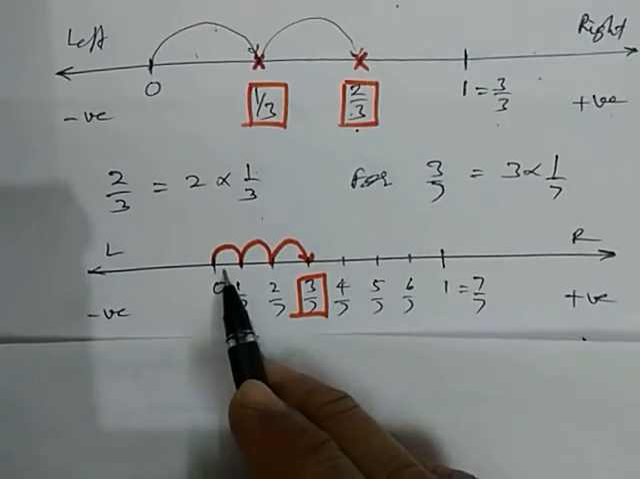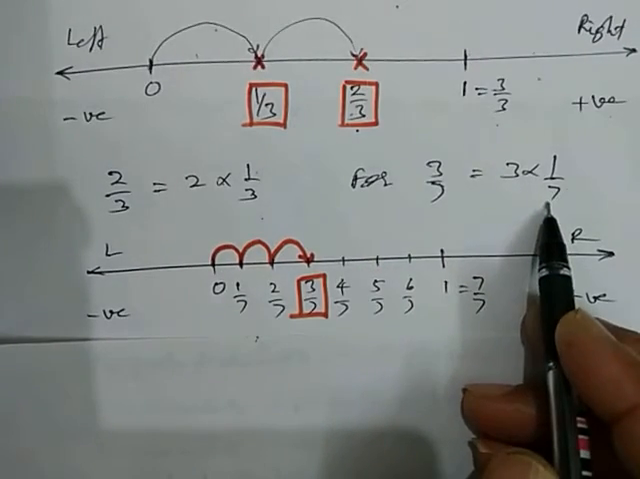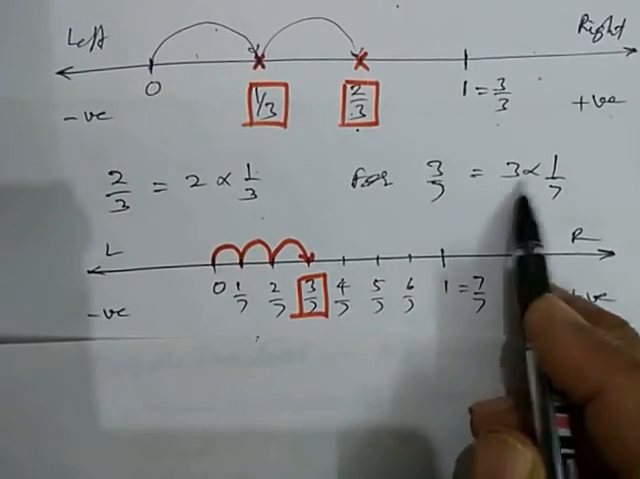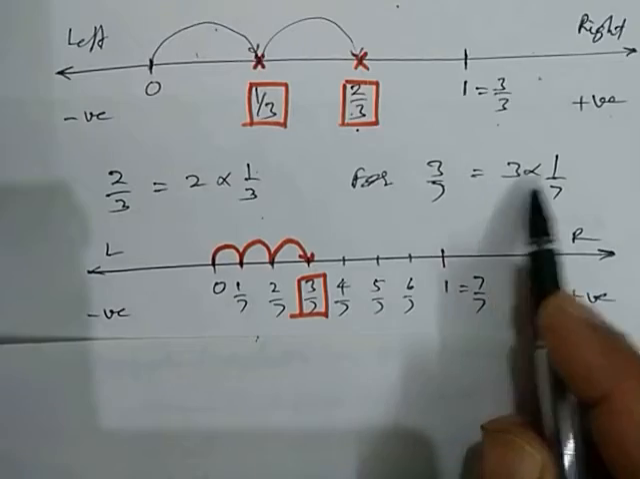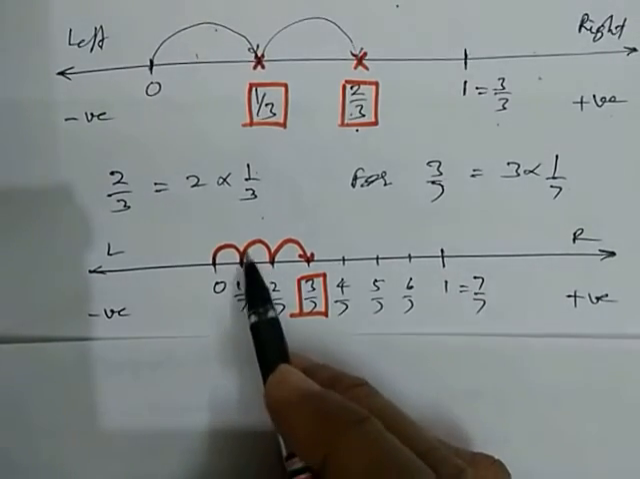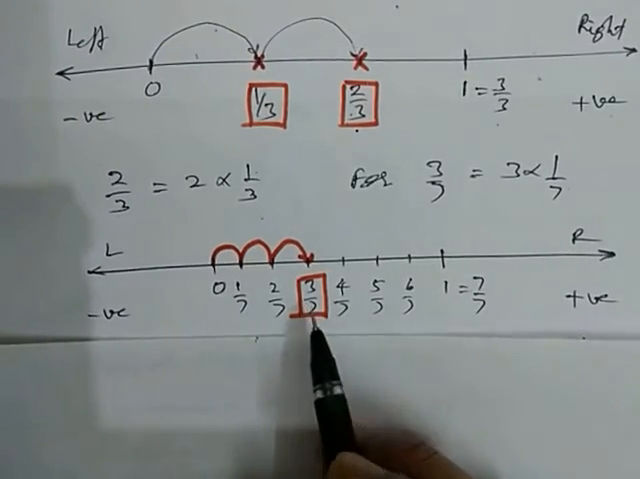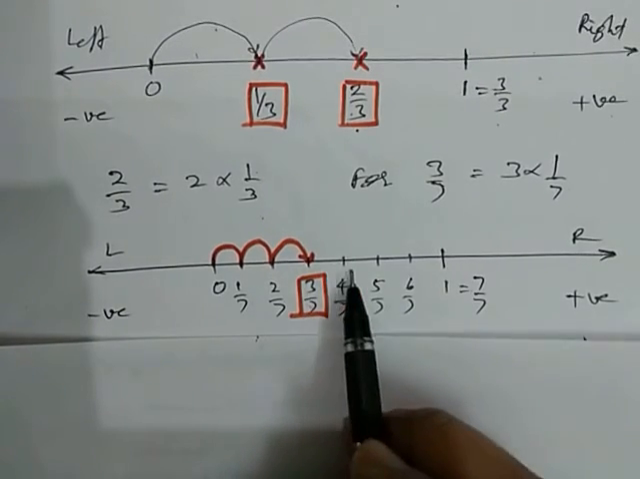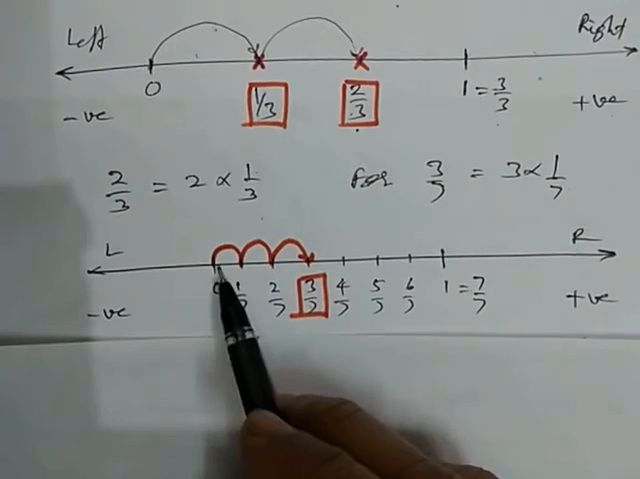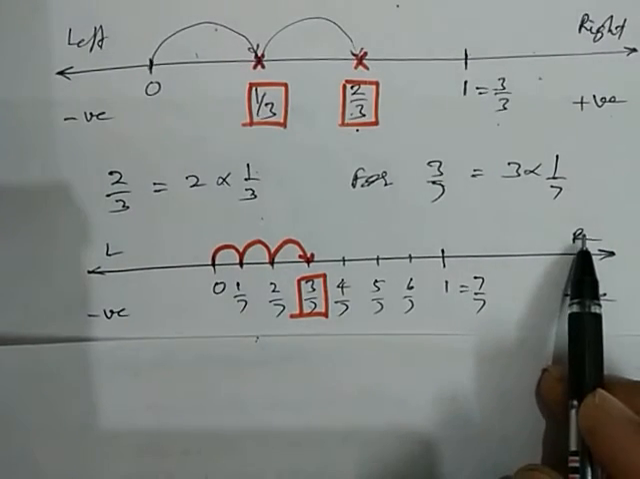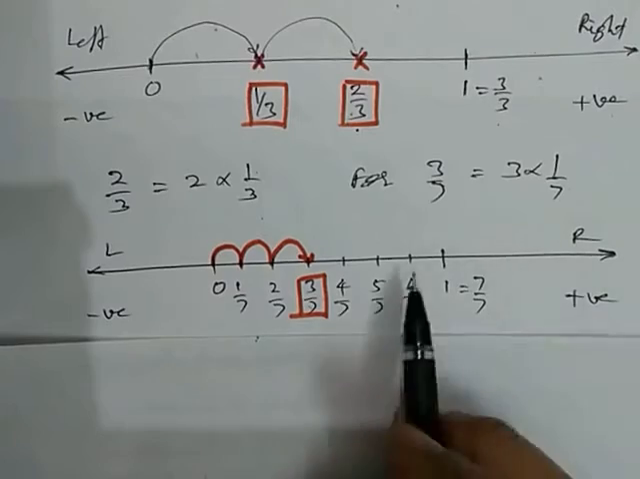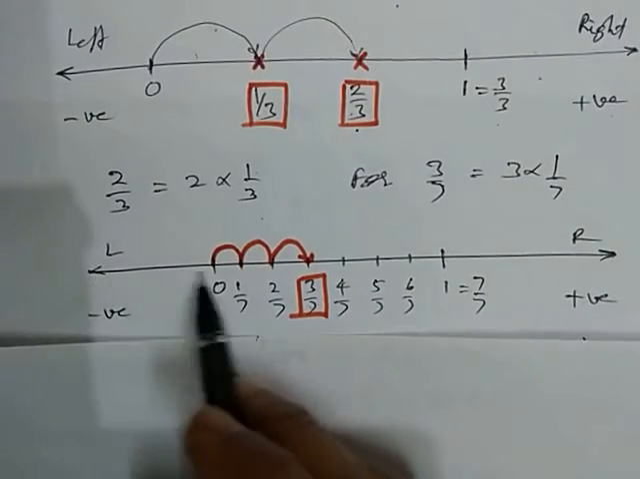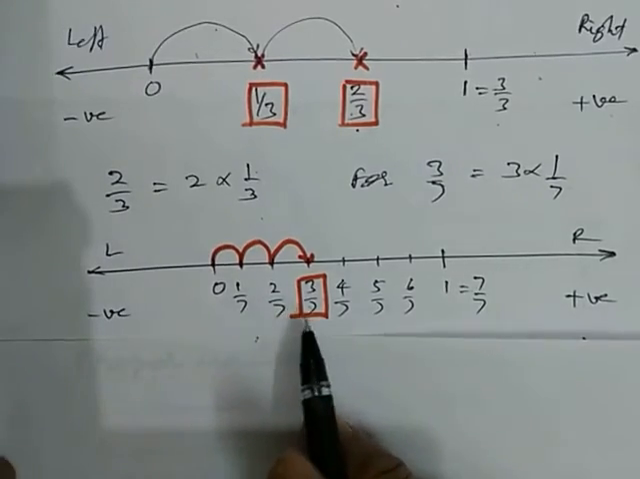So 1 part represents 1 by 7. And we want to express 3 by 7. So 3 into 1 by 7, that is, we take 3 times 1 by 7. So 1, 2 and 3. This is 3 by 7. So this way we can express 3 by 7 on the number line. This is positive, so we move in the positive direction, that is the right direction. If any fraction is negative, then we move in the negative direction from the 0. So this is the 3 by 7.